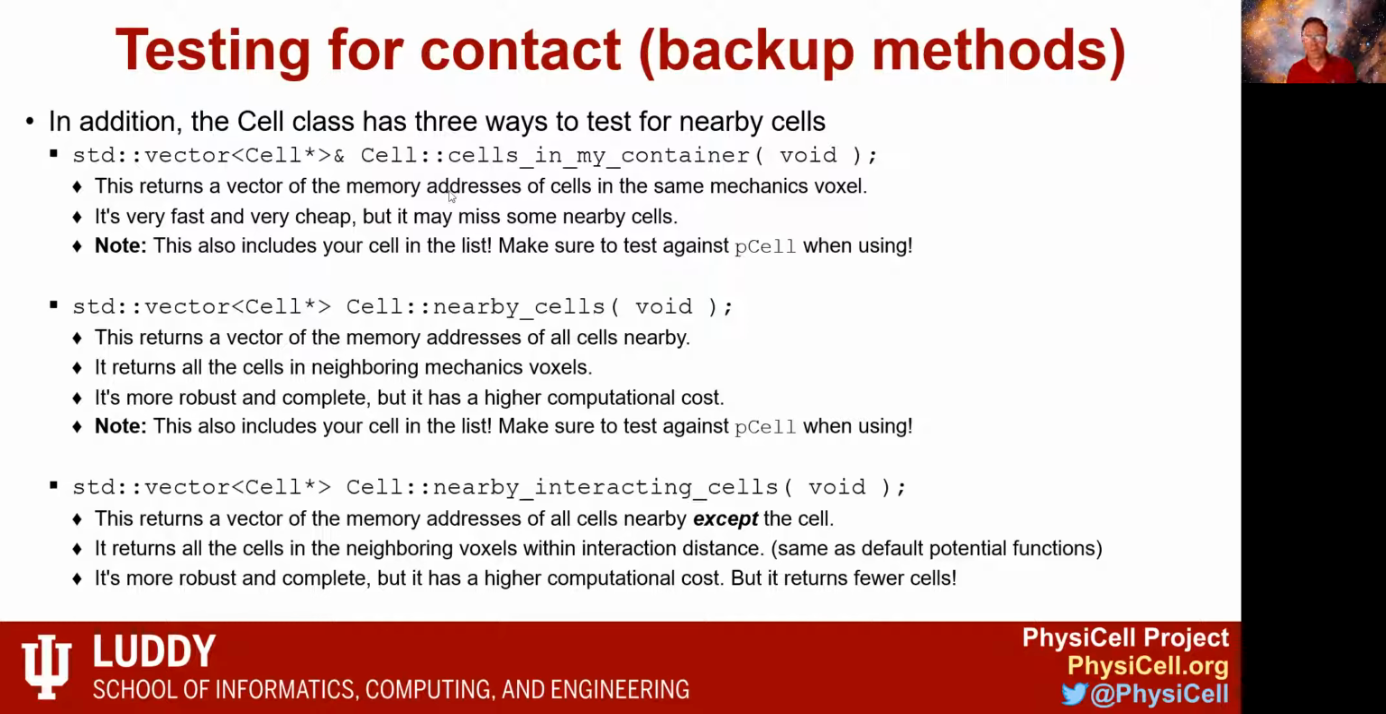There are a few backup functions as well. You can go up to the underlying mechanics data structure, which is like a container. And we've created a quick interface function that will give you a vector of memory addresses.